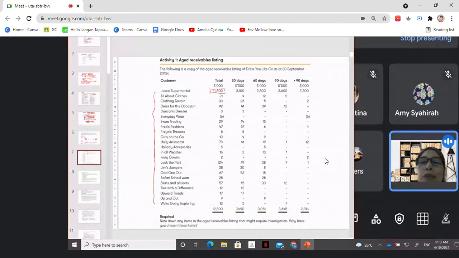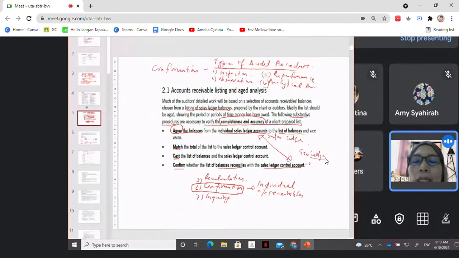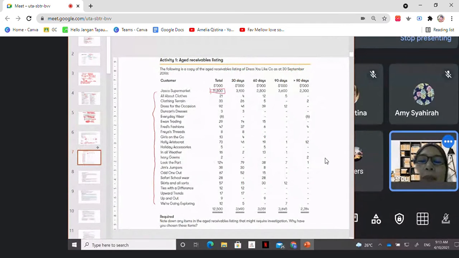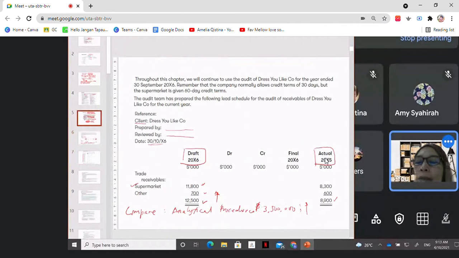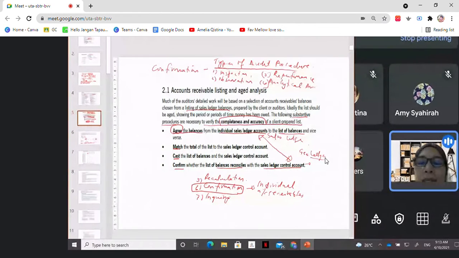So what should you do when you audit this one? Remember the first one just now? When you get the account receivable listing and age analysis, that is the example of the aged receivable listing. And then what should you do? You have to agree the balances from the individual sales ledger account to the list of balances.